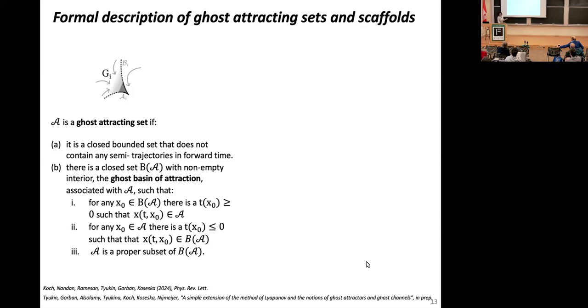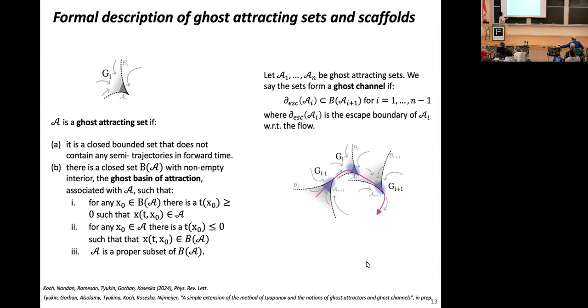But if you define it like this formally, then it's very easy to see that you can have more complex structures of these ghost attracting sets in phase space. Basically, you can align them such that the system goes onto one of these ghost sets, stays for a while, then falls off and goes to the next ghost attracting set. So you can generate these channels of ghost sets, or you can loop the trajectory back and generate a cycle of these ghost sets.